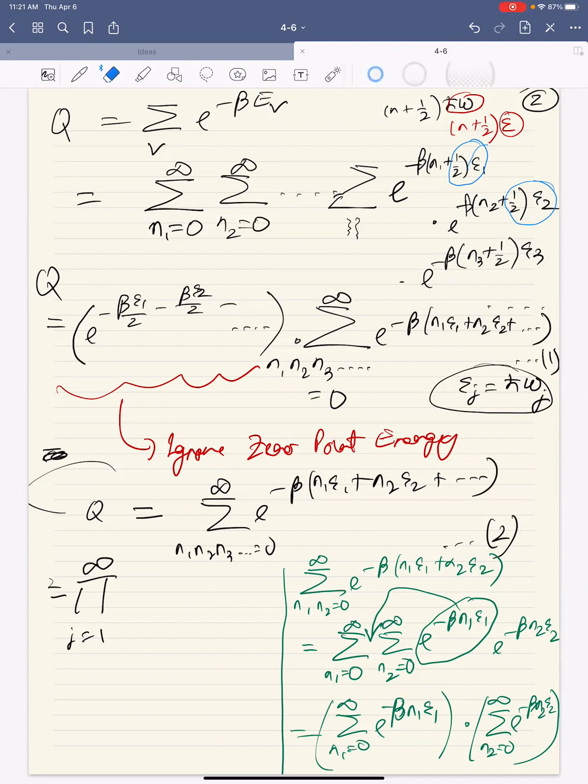So j now goes from 1 to infinity. Why? Because you have photon number 1, photon number 2, photon number 3, so on and so forth. And for each of them, you now have a sum inside, right? Because inside it was a sum. It's a product of sums. And this one goes from nj equal to 0 to infinity.